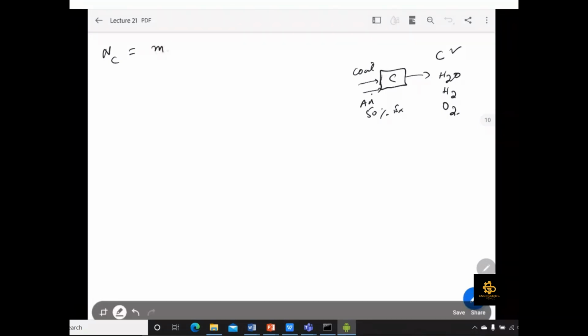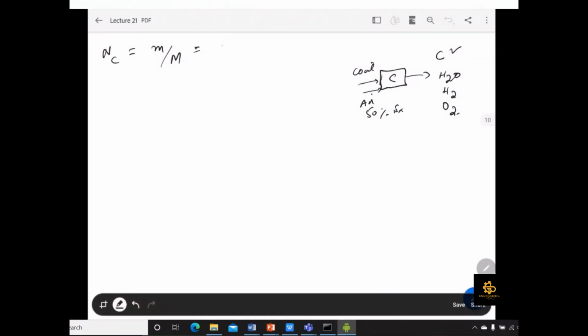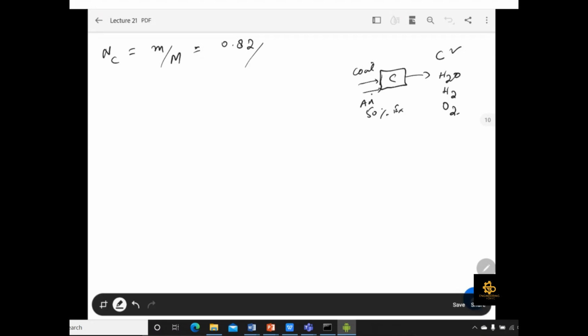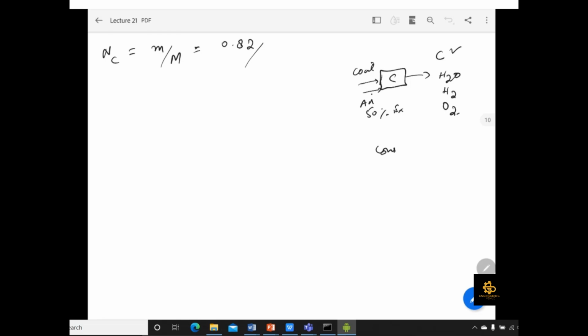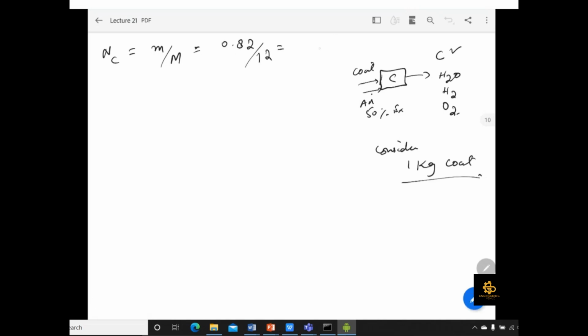The number of moles of carbon is the mass of carbon over the molar mass of carbon. The mass is mentioned in your question as 0.82. Before this, I can just assume that you are burning 1 kg of coal, so it will be easy for the analysis. Then 82% of it is carbon, so I can write 0.82 and divide by 12, the molar mass of carbon, and you will get 0.068.